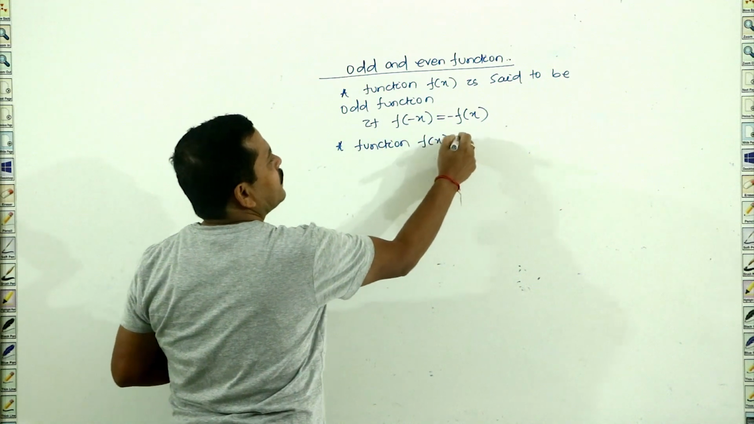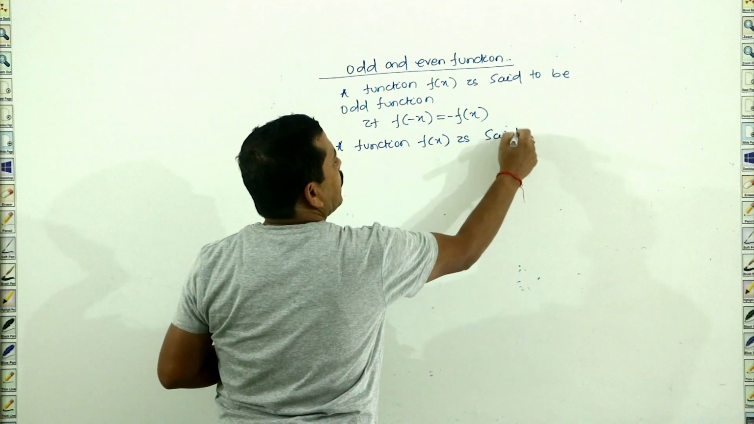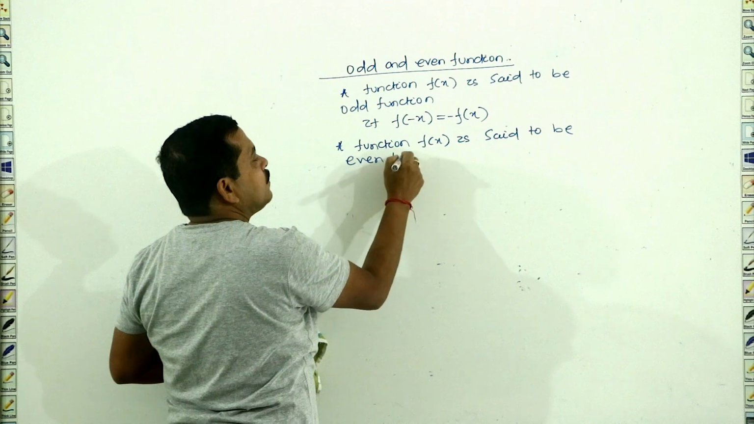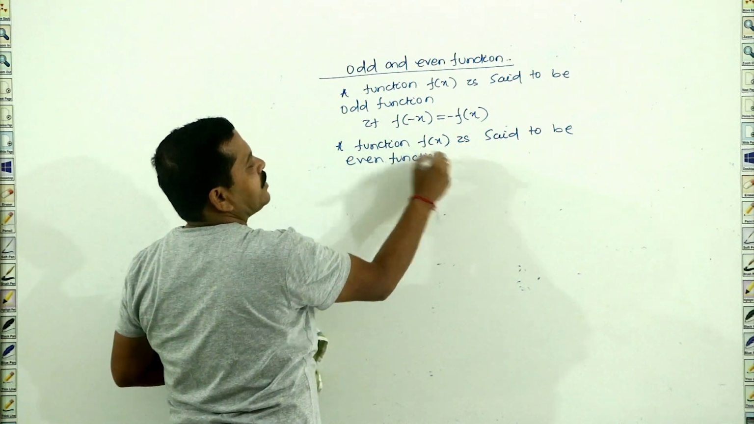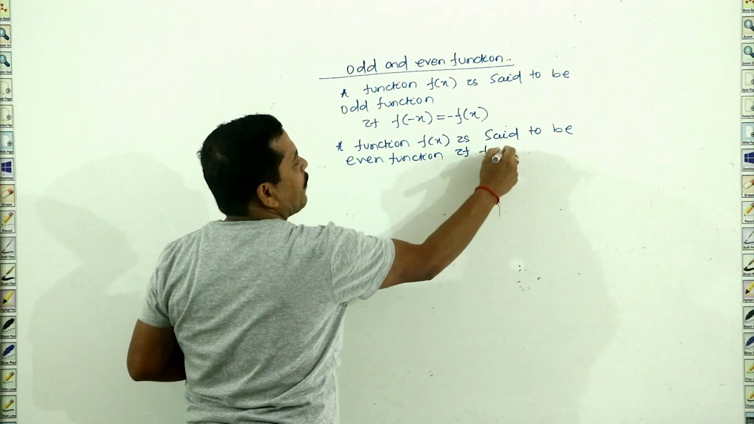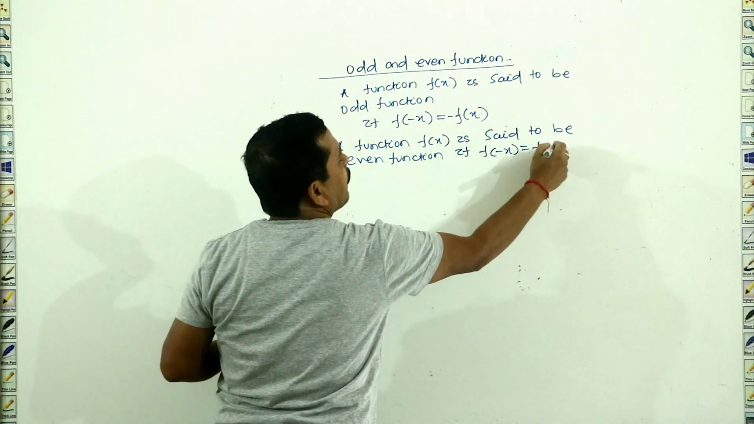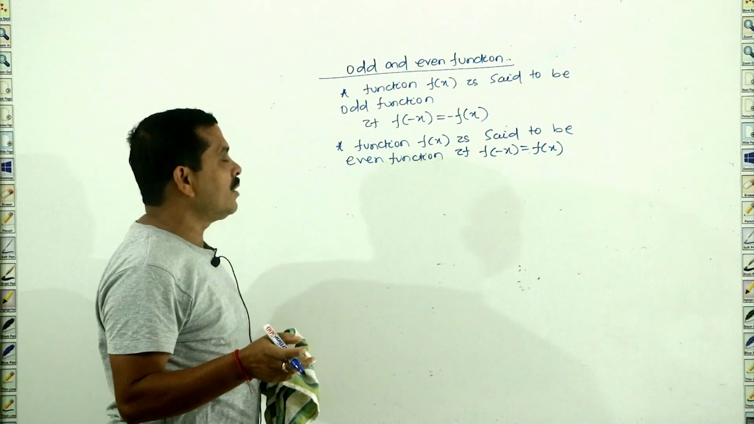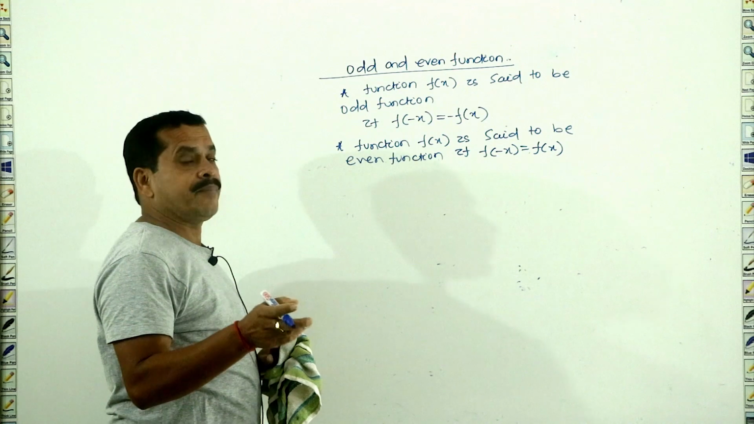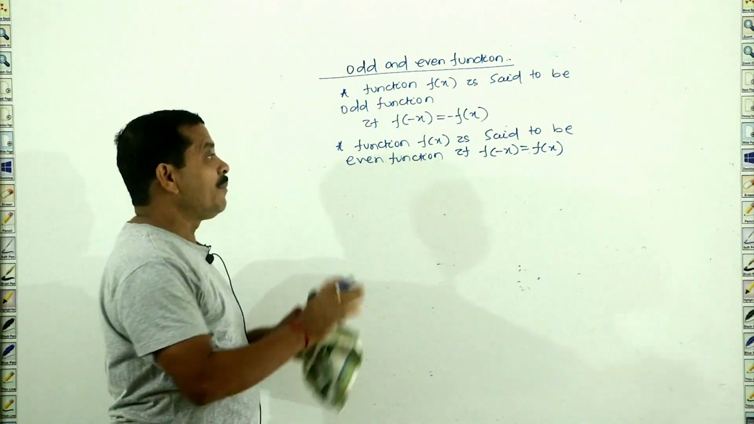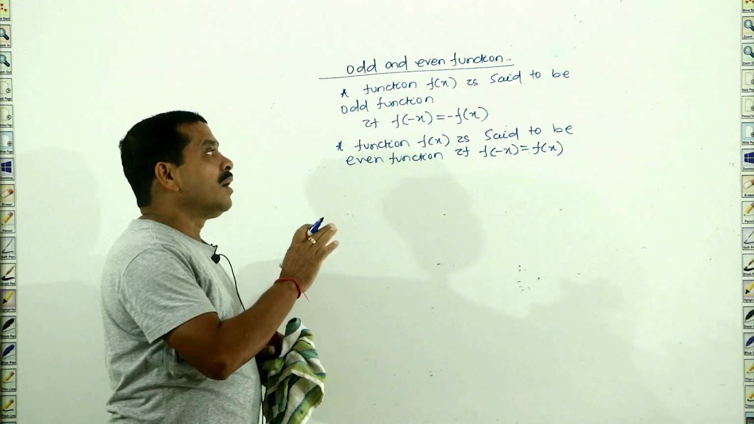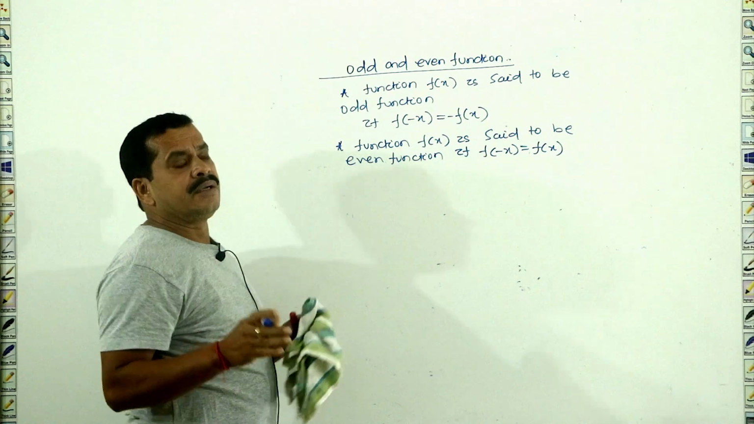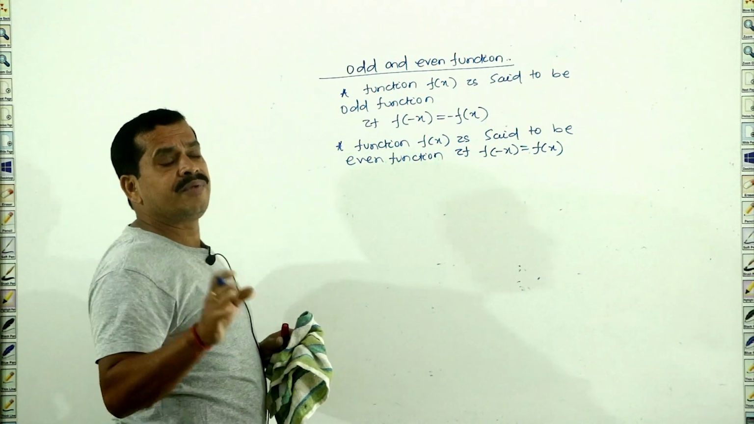A function f of x is said to be an even function if f of minus x equals f of x. If f of minus x is f of x, then it is an even function. If f of minus x is minus f of x, then it is an odd function. If minus and plus do not come simultaneously, then the function is said to be neither even nor odd.